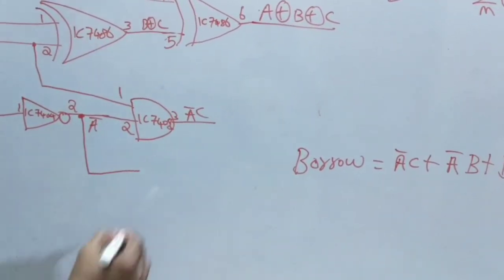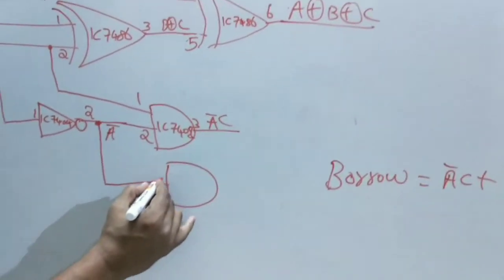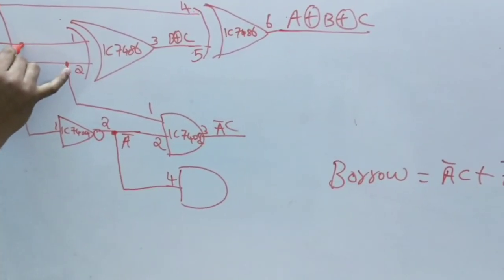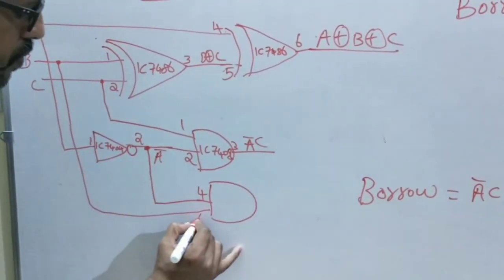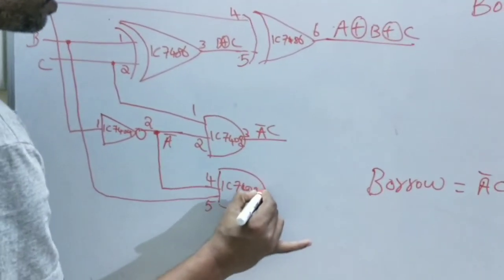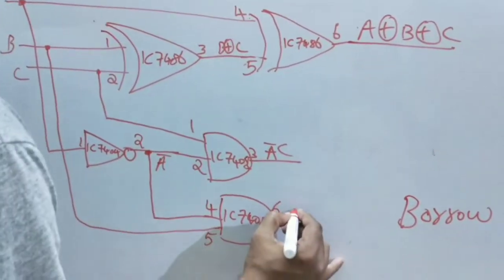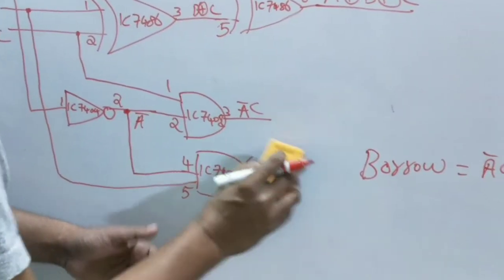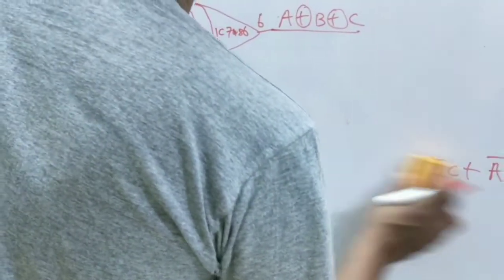Okay, I am going to form another AND gate. I am connecting it to 4. Then I need to take the value of B. B I am going to take from pin number 1 of the XOR gate. I am going to connect it with the 5th input of IC 7408. I am going to take this output from pin number 6. I have formed a value called A dash B, right? A dash B. And one more thing we need to form is BC, right?